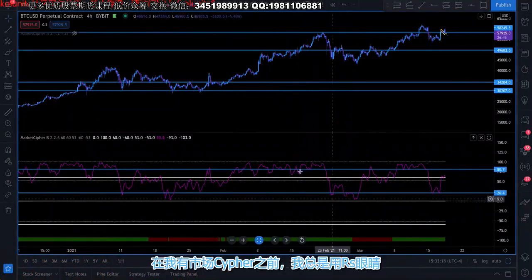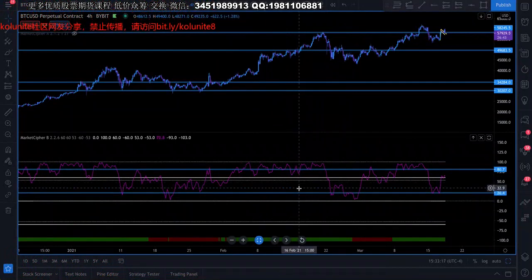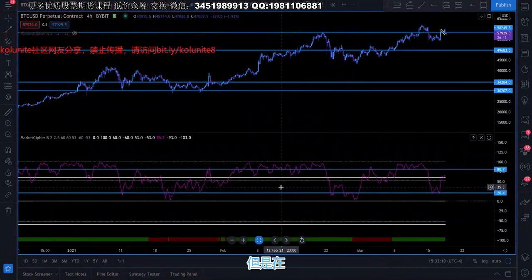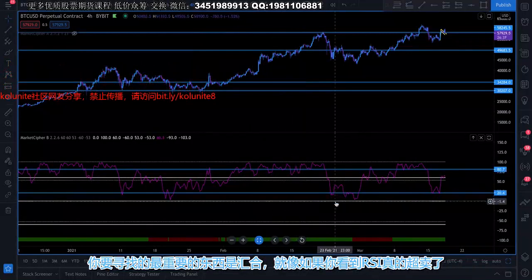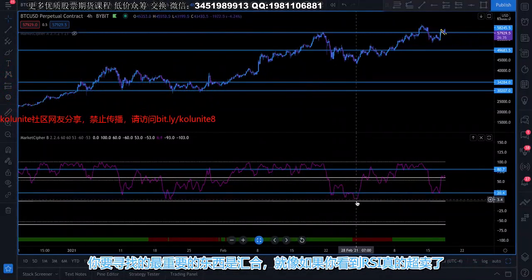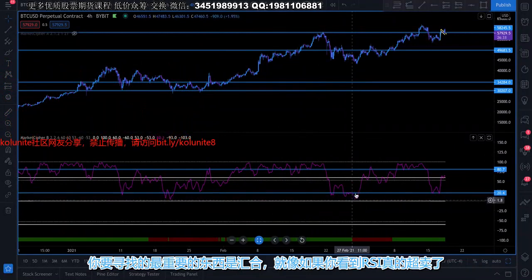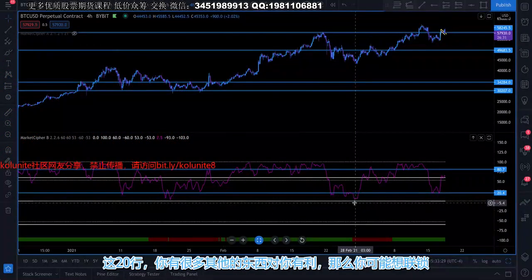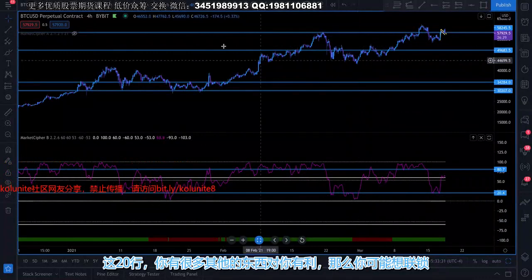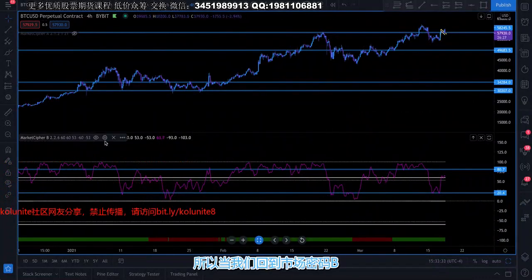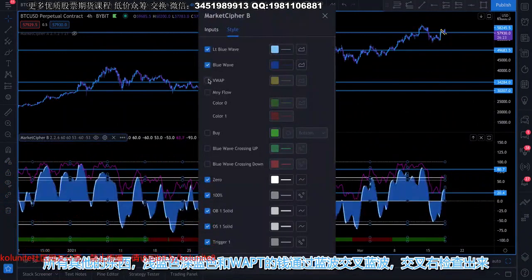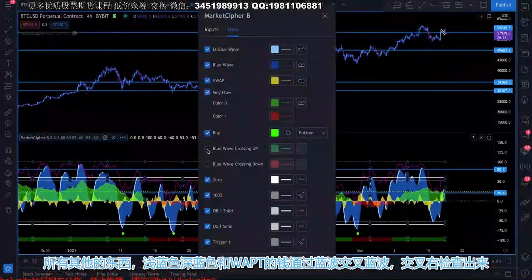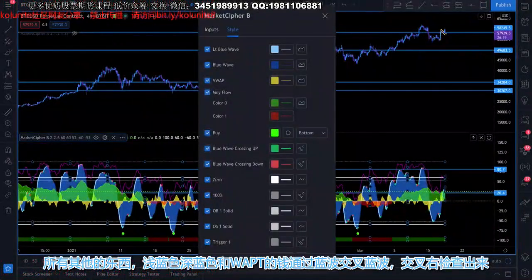I've always used RSIs before I had Market Cipher. But in general, the most important thing you want to look for is confluence, right? Like if you see that the RSI is really oversold, way below this 20 line, and you have a lot of other things in your favor, then you might want to enter a long. So when we turn back on our Market Cipher B, all the other things, the light blue, the dark blue, the VWAP, the money flow, the buy, the blue wave crossing, right?